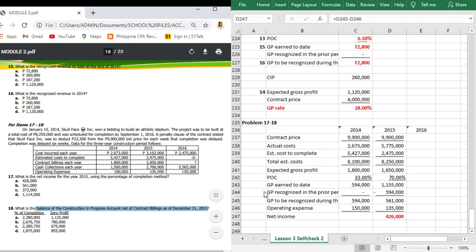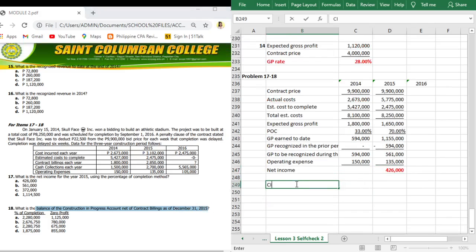Okay, the next question is, what is the balance of the CIP account net of contract billings as of December 31, 2015? So, for the CIP, diba that is simply the actual cost incurred to date plus the gross profit earned to date. Okay? Gross profit earned to date. So, that is 6,930,000. And then we have the contract billings or progress billings. The progress billings here in 2015 is 2,850,000.